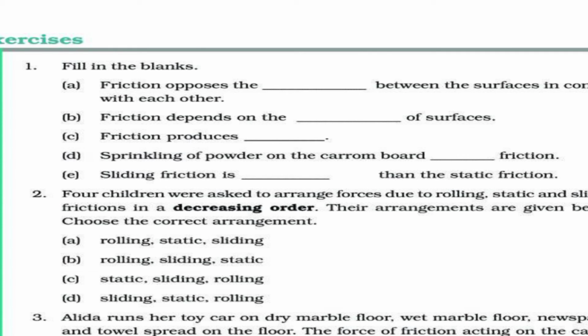Friction depends on the nature of the surfaces. It depends on the smoothness or roughness of the surfaces. Friction produces heat. Sprinkling of powder on the carom board dash friction, that is a sliding friction. It is sliding friction.